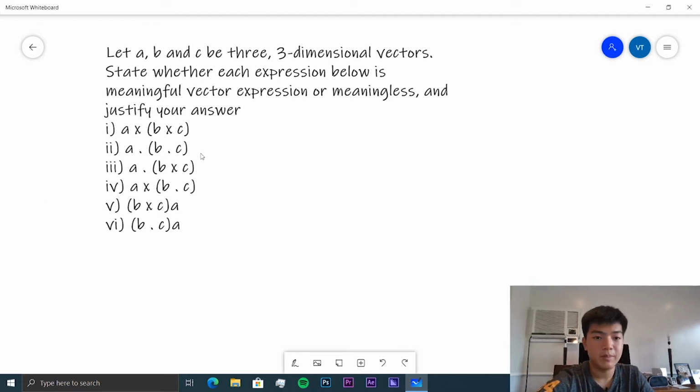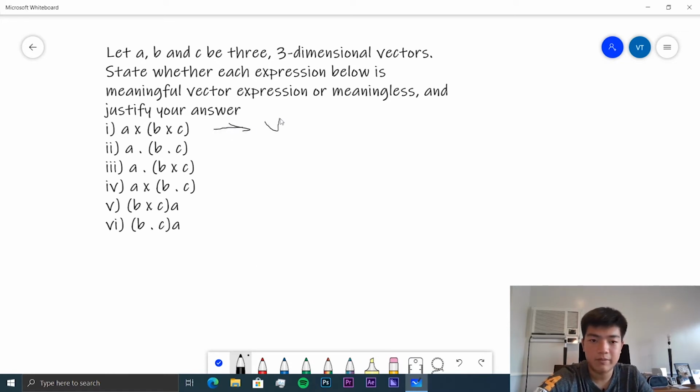Well, this looks meaningful. We just multiply the vector product of 3 vectors. We'll get an output of vectors, so it's meaningful. A scalar product B scalar product C makes no sense because you're getting the scalar product between a vector and a scalar, so it's meaningless. So we can't take the scalar product, so it's meaningless. A scalar product B times C is meaningful.